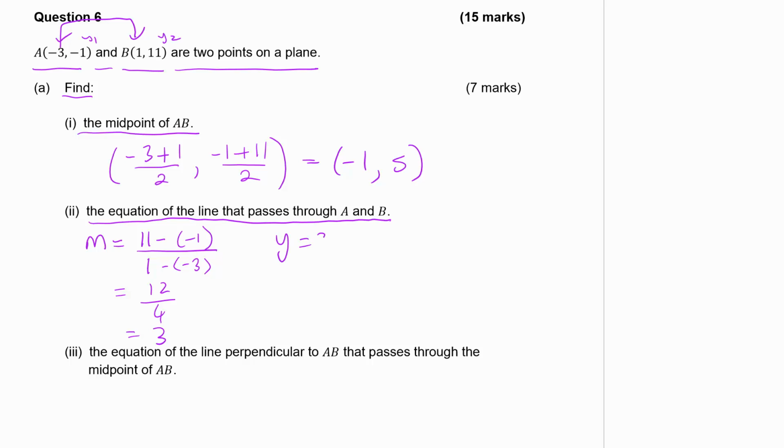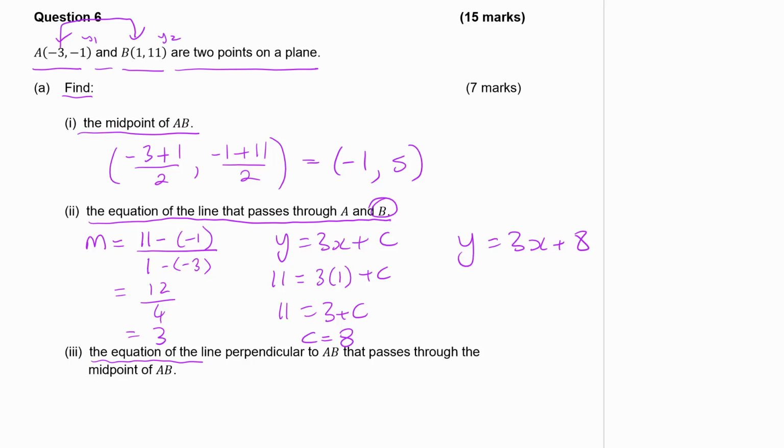So our line is y equals 3x plus c. And we know it goes through A and B. So I'm going to use the coordinates for B here. So the y-coordinate is 11. The x-coordinate is 1. So 11 equals 3 plus c, meaning that c must be equal to 8. So I've got y equals 3x plus 8.